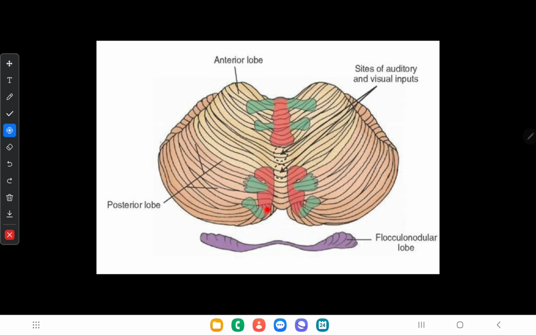Then the lateral zone of the cerebellar hemispheres is responsible for planning sequential movements of the entire body and is involved with conscious assessment of movement errors.